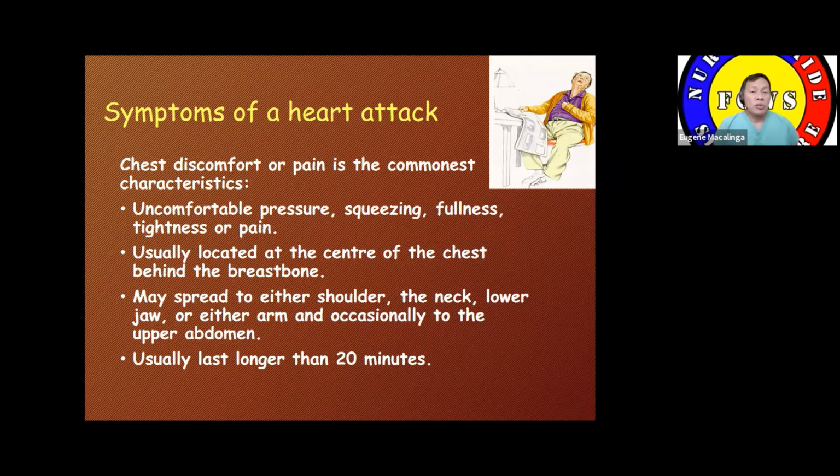Typically, this heart attack may also spread to either shoulder, the neck, lower jaw, or arm, and occasionally to the upper abdomen. And usually this lasts longer than 20 minutes. So the chest pain lasts longer than 20 minutes. At this point, if the heart attack is severe, it's very important that the patient seek consultation or be brought to the emergency department. If you're talking about the Philippines or Singapore, we say A&E, or accident and emergency.